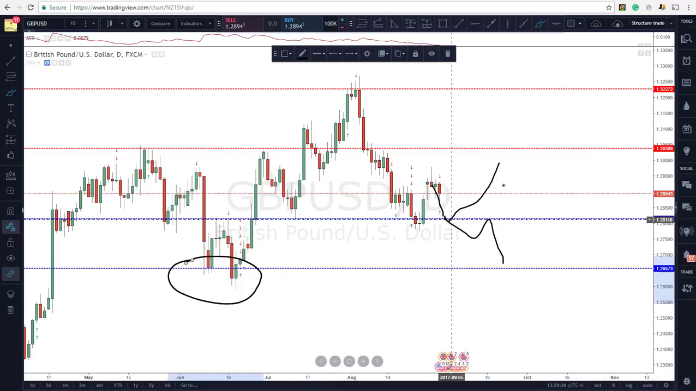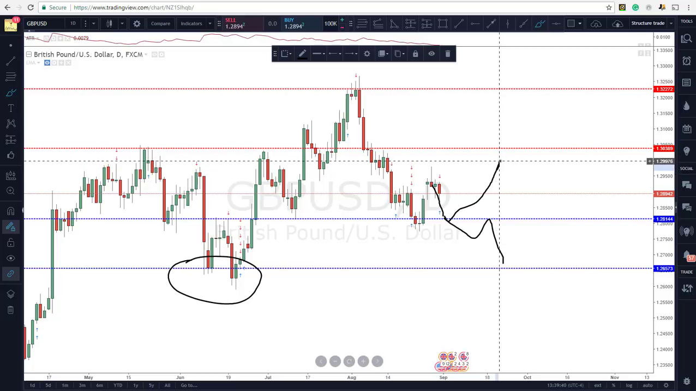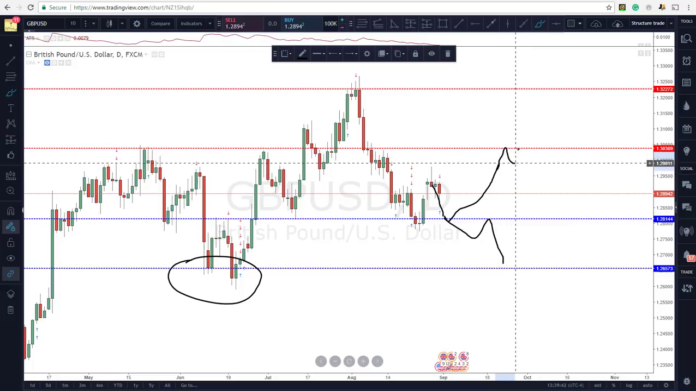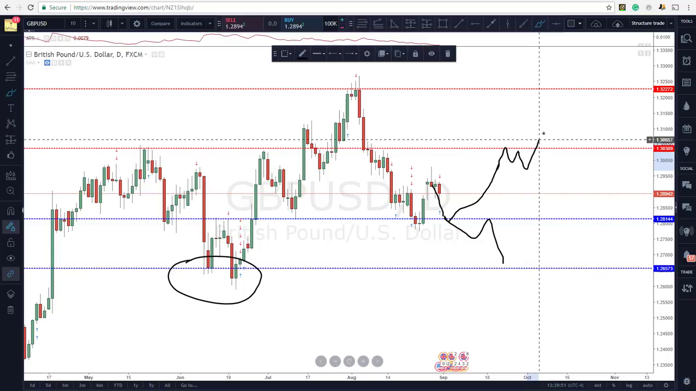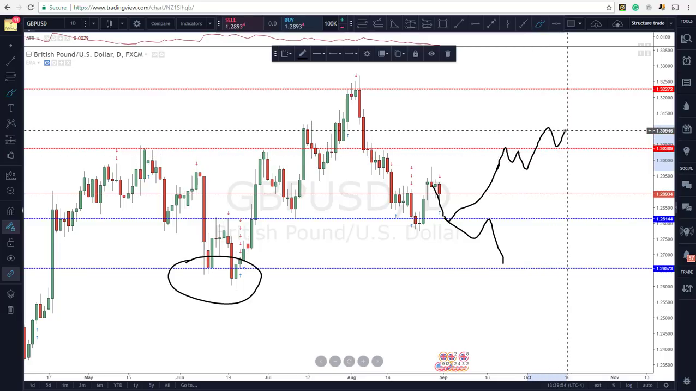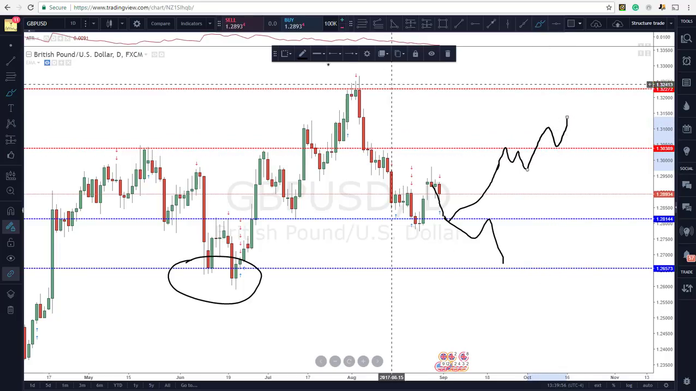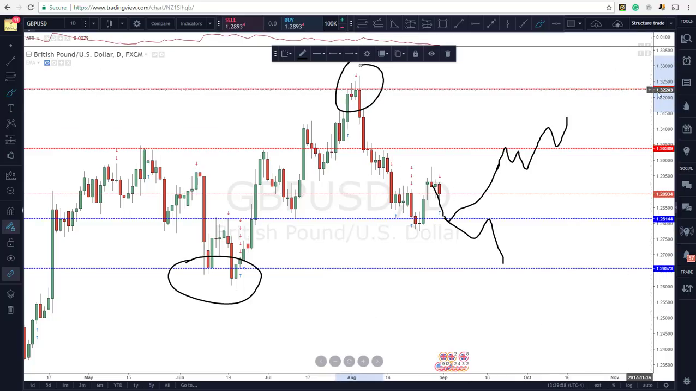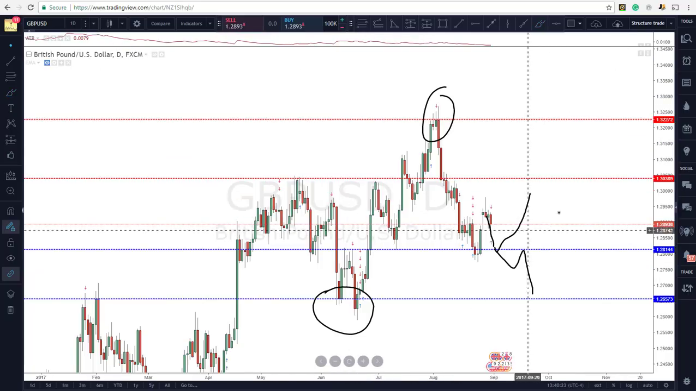Now, if the market pushes up, then we may see this market find resistance around the 1.303 zone for a nice shorting opportunity. And if we break above that level, then the next level we'll be looking at for resistance is our major level of resistance up here at 1.3227. So that's it for the pound dollar. I'm going to go ahead and move on to the dollar yen.